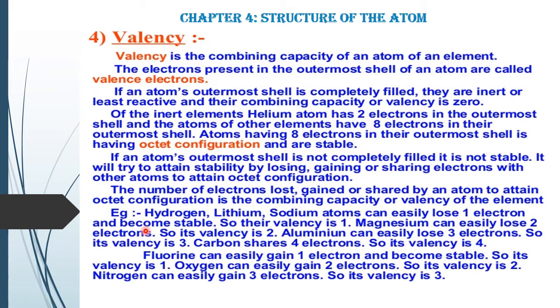It has got 2 electrons in the last shell, so its valency is 2. Aluminium can lose 3 electrons, so its valency is 3: 13 electrons, 2, 8, 3 in the last shell. Carbon has a different number of electrons. It has got 4 electrons. Neither can it give nor can it take. So its valency is 4.